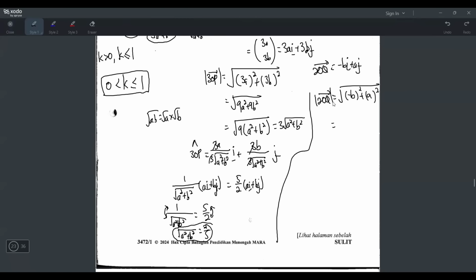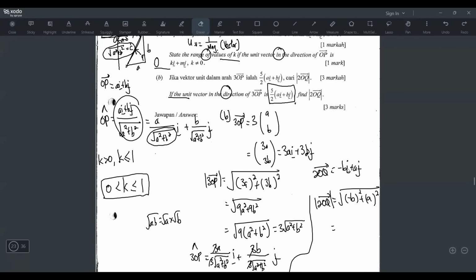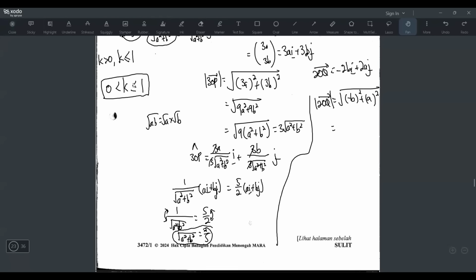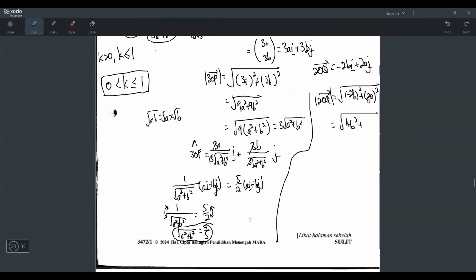So I forgot to times 2. Sorry. This one I have to times 2. So times 2 should be negative 2bi plus 2aj. Sorry, so this is the correct one. And then I substitute in. So it will become negative 2b square plus 2a square. Okay, so it becomes what? Negative 2 when you square, you get 4b square, and then 2a square, you just get 4a square. So it's actually square root 4a square plus 4b square.